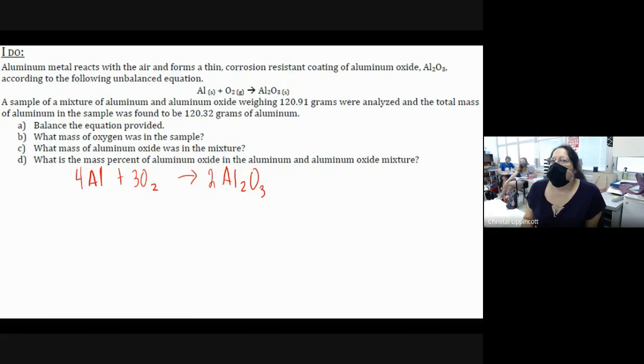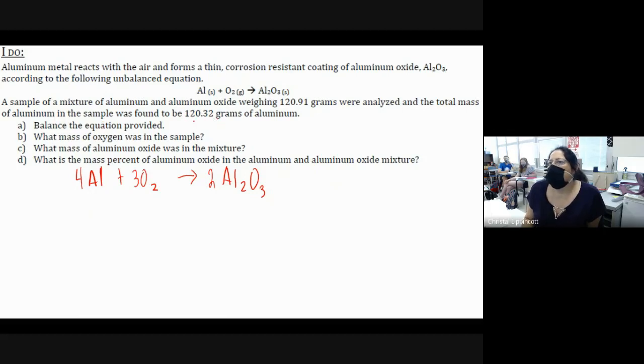All right. So what mass of oxygen was in the sample? Well, what we need to do is see what happened here. When they had this sample, it was a mixture of aluminum and aluminum oxide, weighing 120.91 grams. They analyzed it, and the total mass of the aluminum in the sample was found to be this.